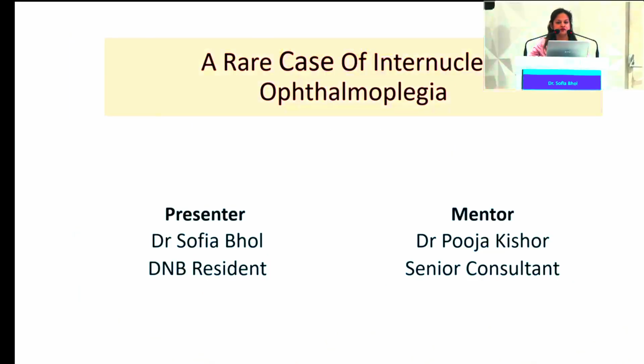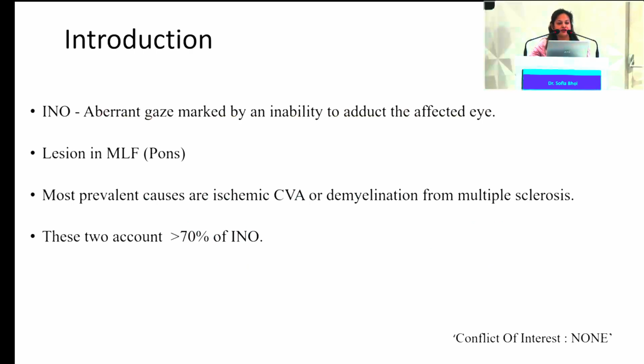Good afternoon, everyone. Today I am going to present a rare case of internuclear ophthalmoplegia. So, INO is an aberrant gaze marked by an inability to adduct the affected eye, and the lesion is placed in the MLF, medial longitudinal fasciculus, and pons. Most prevalent causes are ischemic CVA and demyelination from multiple sclerosis, and these two account for more than 70% of INO.